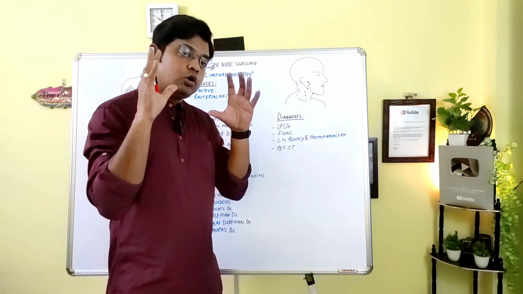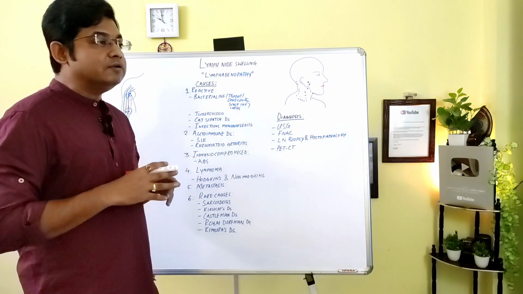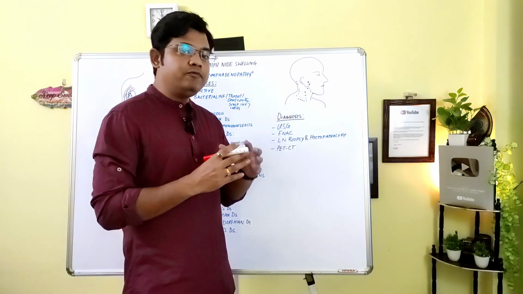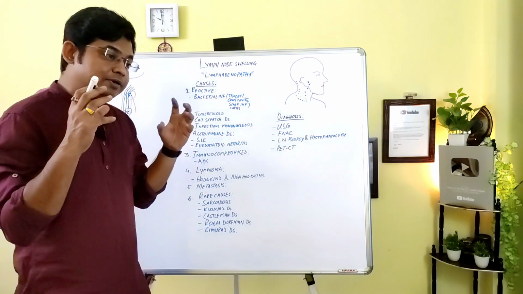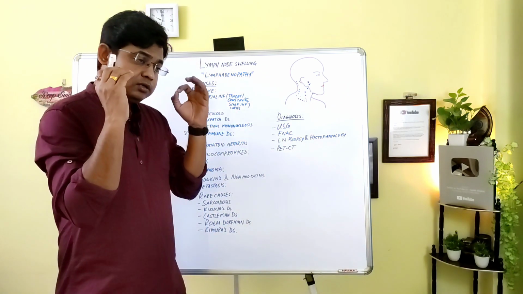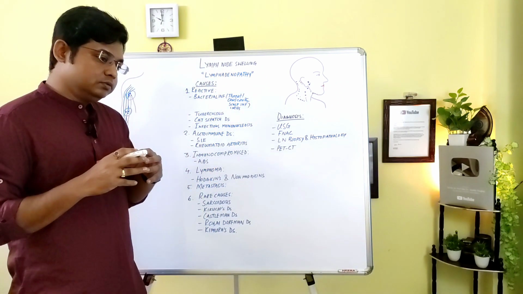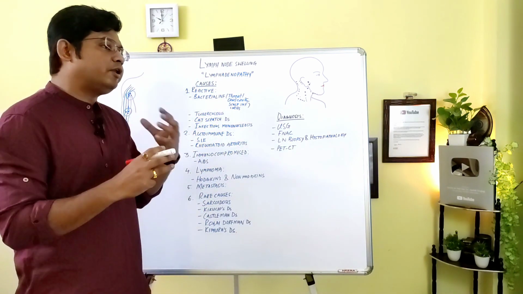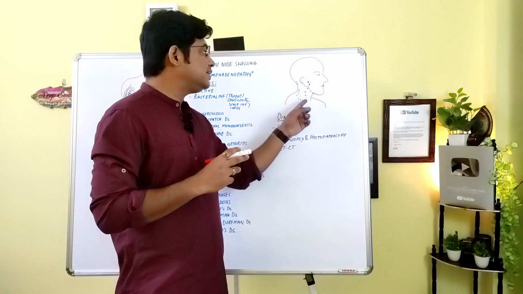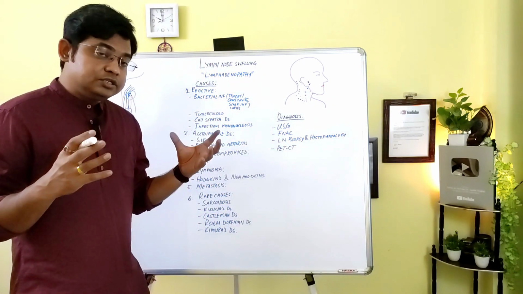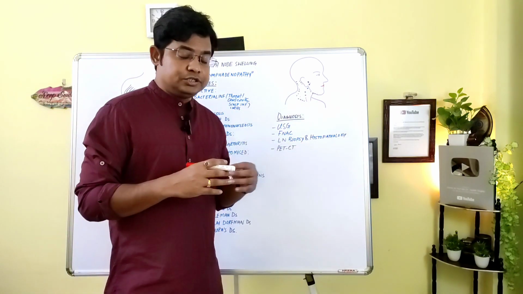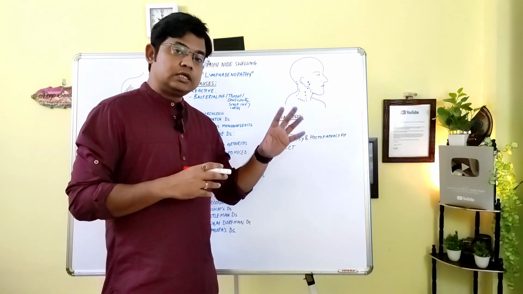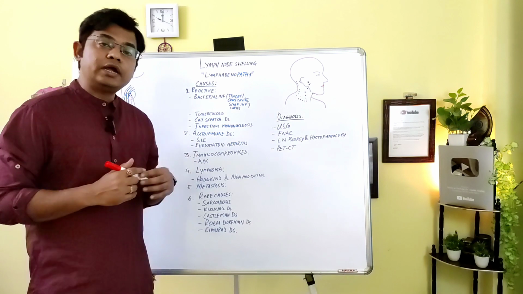Next cause is tuberculosis. Tuberculosis is one of the common causes of cervical lymph node swelling. In case of tuberculosis, usually we get multiple lymph node swellings, and sometimes these swollen lymph nodes fuse together, and you cannot discriminate the individual lymph nodes in the cervical region.